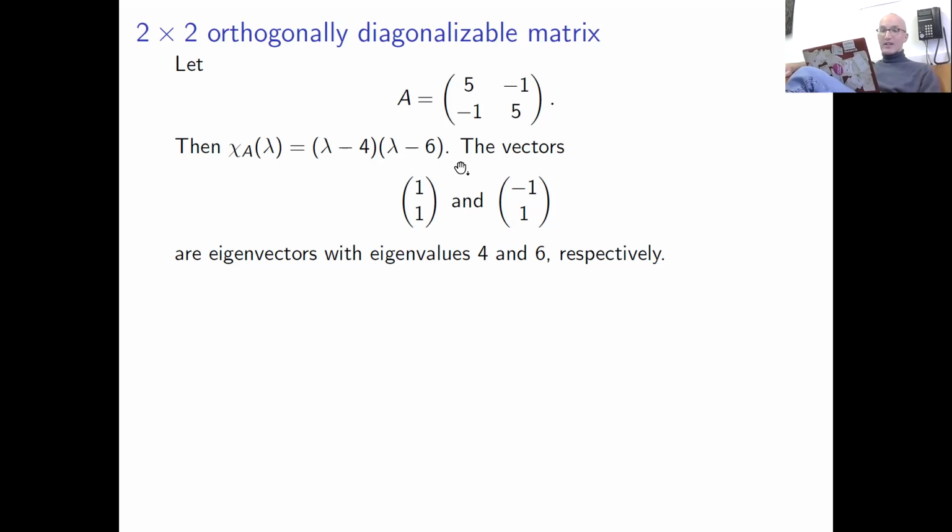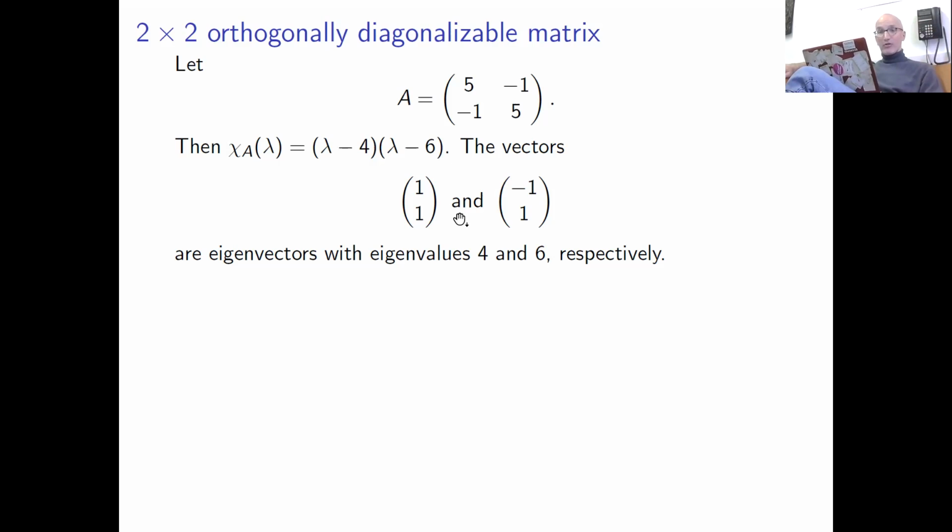Why did I choose these vectors? Why did I choose these eigenvectors with eigenvalues 6 and 4? Because they look simple. They look simple, but they're not orthonormal. However, you may notice, and this is not a coincidence, this is a part of a theorem, that these vectors are actually orthogonal to each other. So if you have two orthogonal vectors and you need two orthonormal vectors, this is very easy to do. You just need to scale them a little bit.